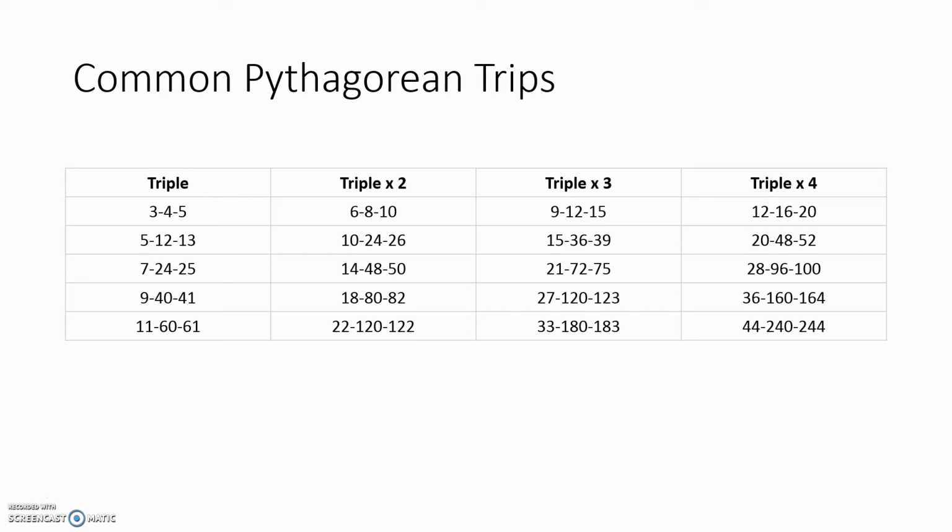3, 4, 5 is the easiest one to remember, followed by 5, 12, 13. These are numbers that can come out during the exam, or you should be able to see patterns in these numbers and therefore identify that a triangle is a right angle triangle. This is something to take note of.